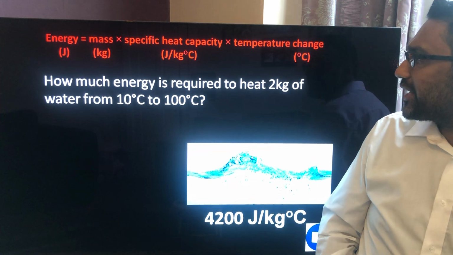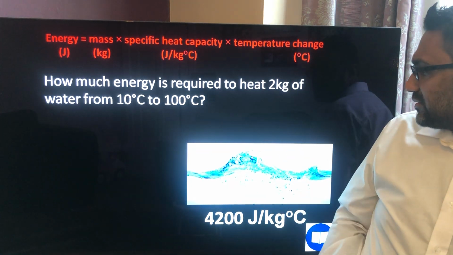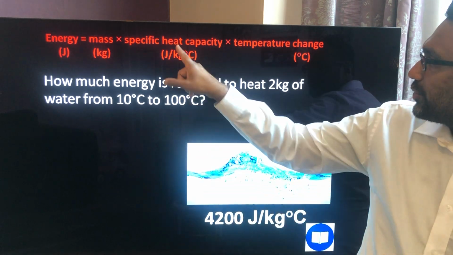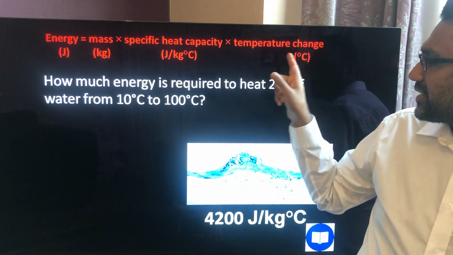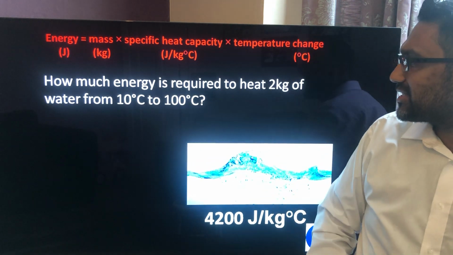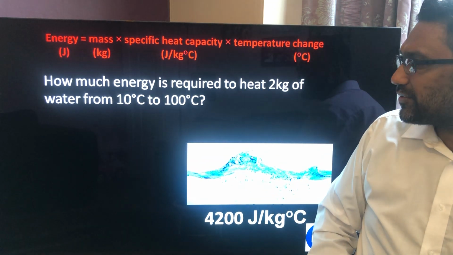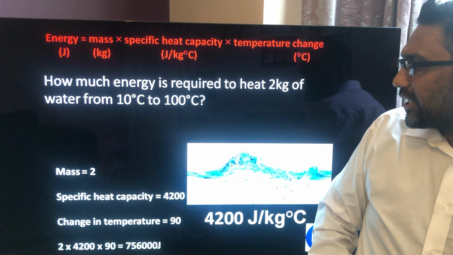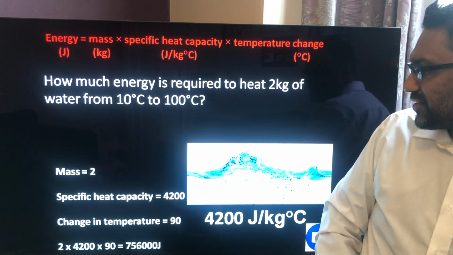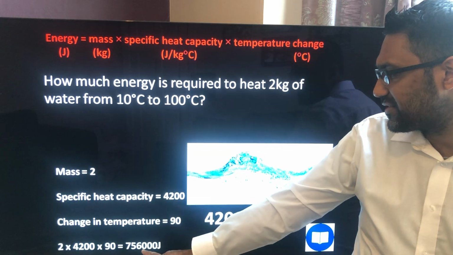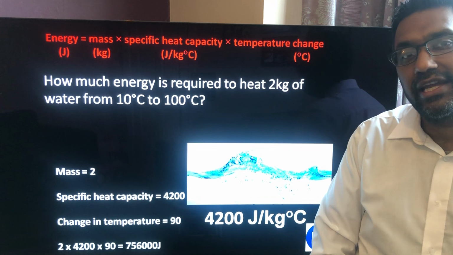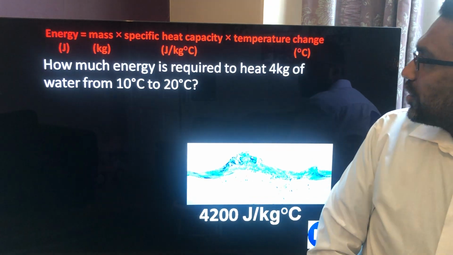100? So here we've got the mass, which is 2, so that goes there. We've got the specific heat capacity 4,200, which goes there. It's the temperature change we need. It's gone from 10 to 100, so it's 100 take away 10, that makes that one 90. So have a go at that question, and if you've done that, here is your answer. Okay, so 2 times 4,200 times 90 gives us 756,000 joules of energy.